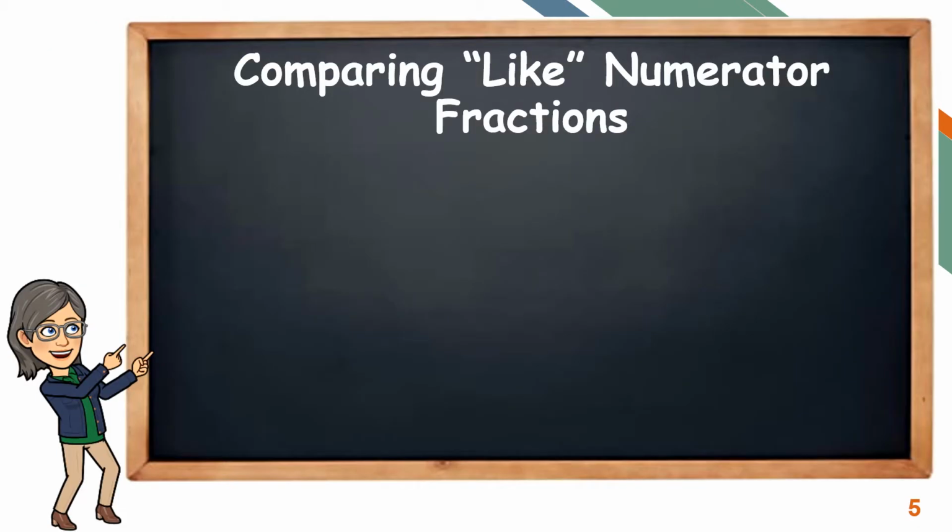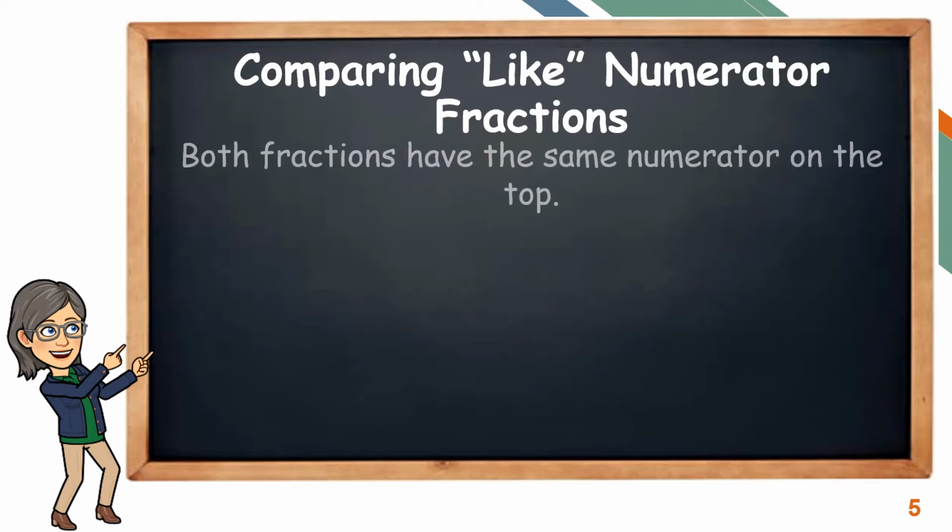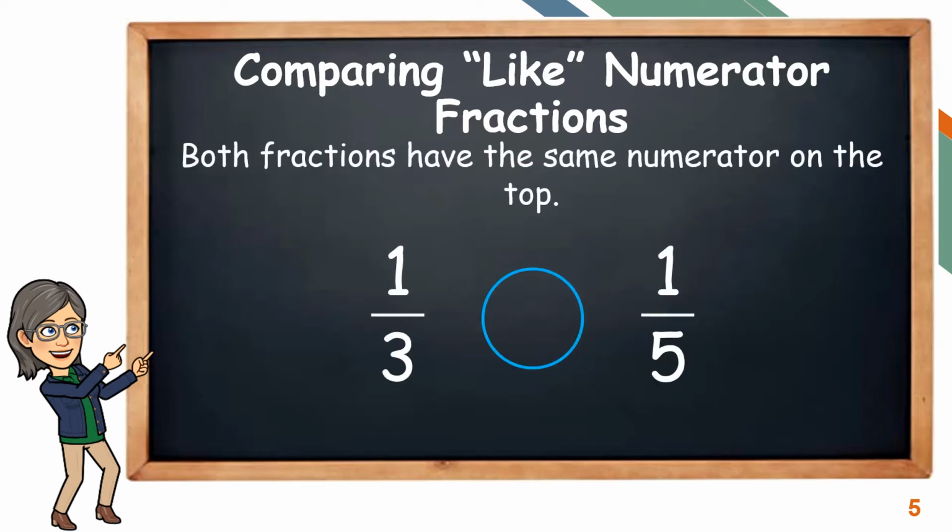Now we are going to begin comparing two fractions with like numerators, meaning both fractions have the same numerator on the top. Here you see that we are comparing 1/3 and 1/5. The numbers that are circled in these fractions are the numerators. Both have a numerator of 1. Since both fractions have the same numerator, we call these like fractions.